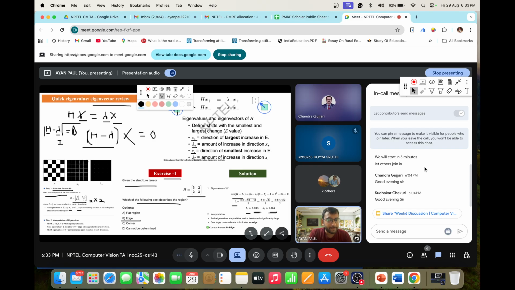Here we determined two eigenvalues, lambda one approximately 6.2 and lambda two 1.76. So one value is greater than zero and the other is approximately zero, right? In that case only we have to consider an edge. But here the second value is not approximately 0. A flat region means the lambda values are very close to each other. If the lambda values are very close to each other, that means no significant change, that is a flat region.